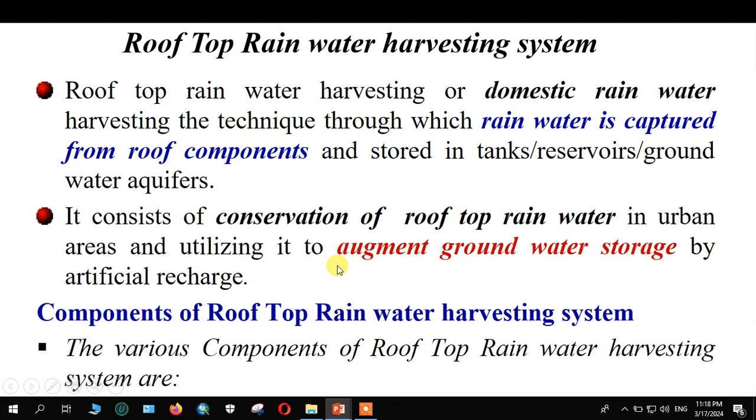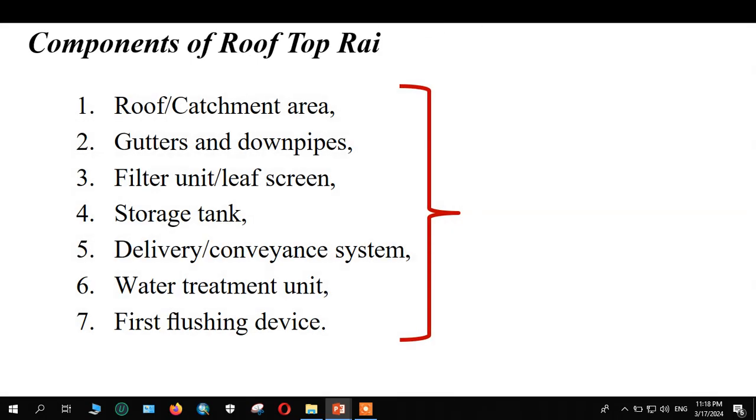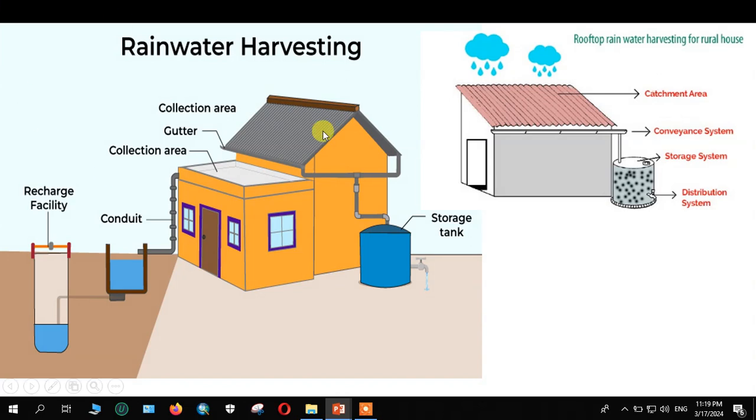Components of rooftop rainwater harvesting. The various components of a rooftop rainwater harvesting system are: roof, or simply catchment area, gutters and downpipe, filter unit or simply leaf screen, storage tank, delivery or simply conveyance system, water treatment unit, and first flush device. These are the components of rooftop rainwater harvesting.